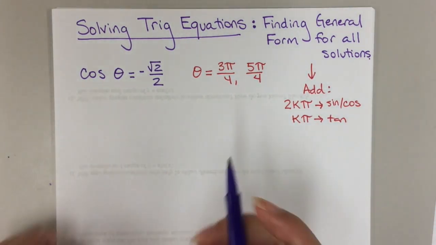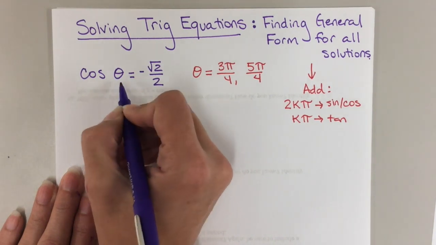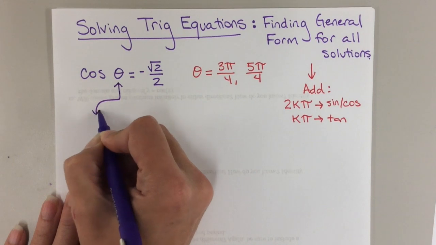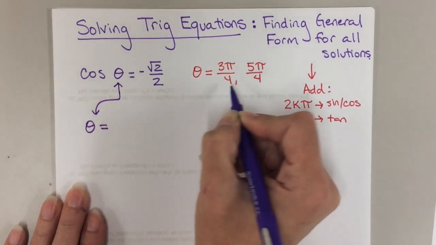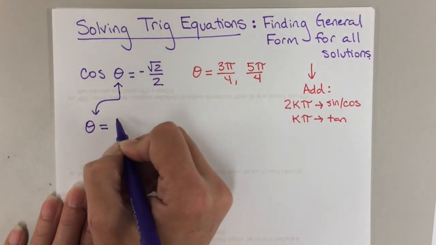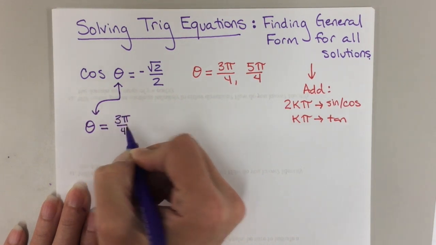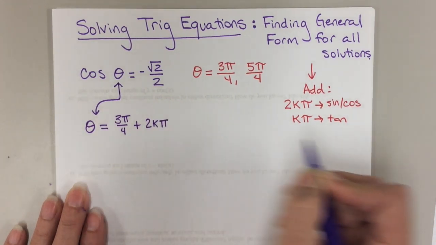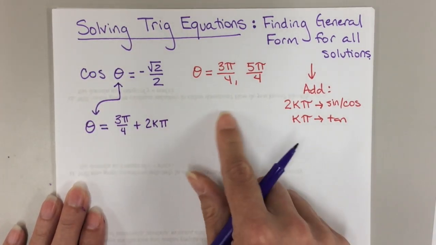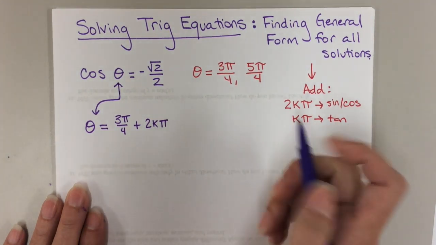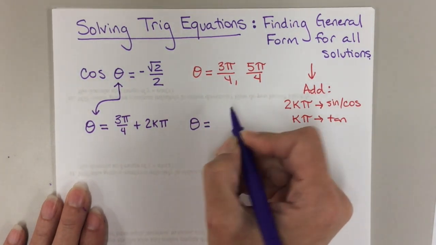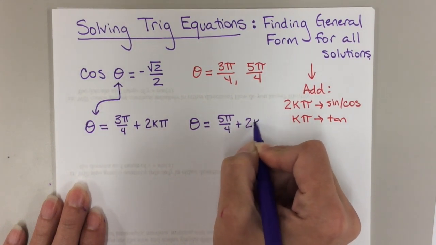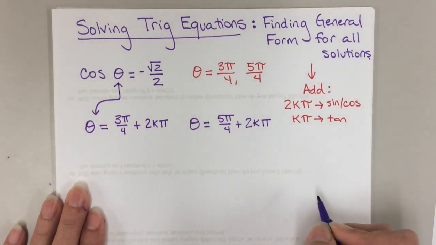So when we write the general form, we're going to start off with whatever variable is here, and so that is going to go first. And we're going to use our first solution, so 3 pi over 4, and we're going to add 2k pi to that. Then we will do it for every solution that we have around the unit circle. So again, theta equals 5 pi over 4 plus 2k pi. That is the general form.